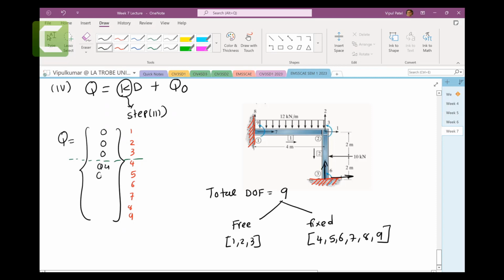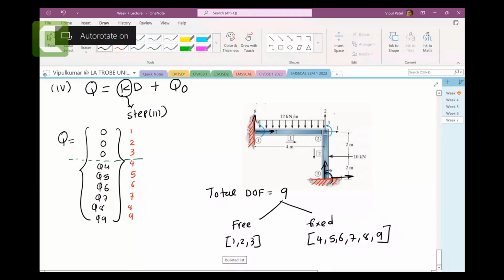Now Q4 means there is a reaction force that we need to find. Q5 is a reaction force, because a fixed support has three reactions, and on 6 there is a Q6 reaction force. Similarly, Q7 has a reaction force, Q8 has a reaction force, and Q9 has a reaction force. So basically, when you make a Q matrix, for the free ones you look at whether there is any force. For all the fixed ones you just put Q4, Q5, Q6, Q7 without looking at that. So it's fixed and free. Any questions on the force vectors? This one is the force vector, by the way.